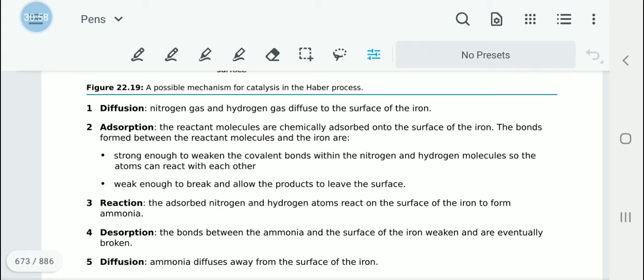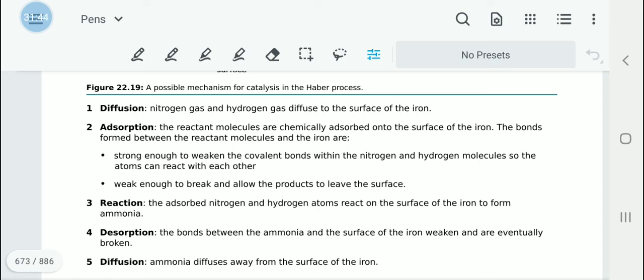The H-H and N-N bonds are weak, and it would be strong enough to hold them there until the reaction takes place. Number 3, reaction: adsorbed nitrogen and hydrogen react on the surface of the iron to form ammonia. Number 4, desorption: bonds between ammonia and the surface of iron weaken and eventually are broken.